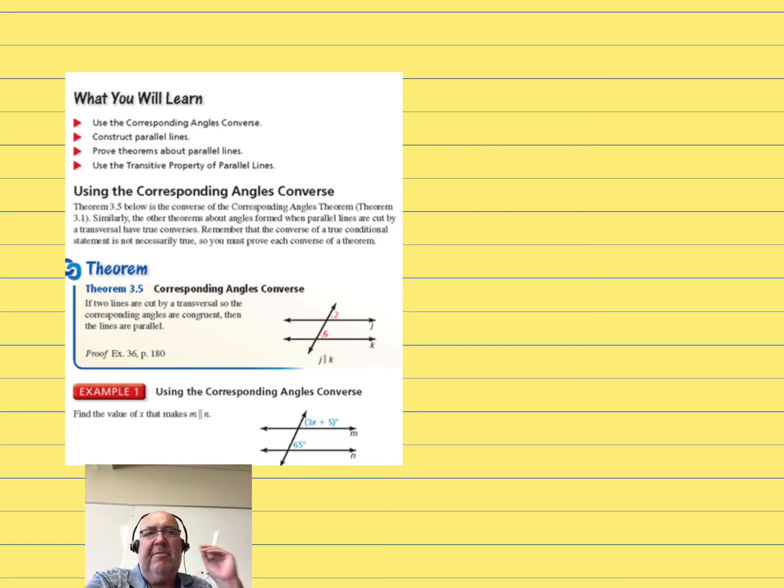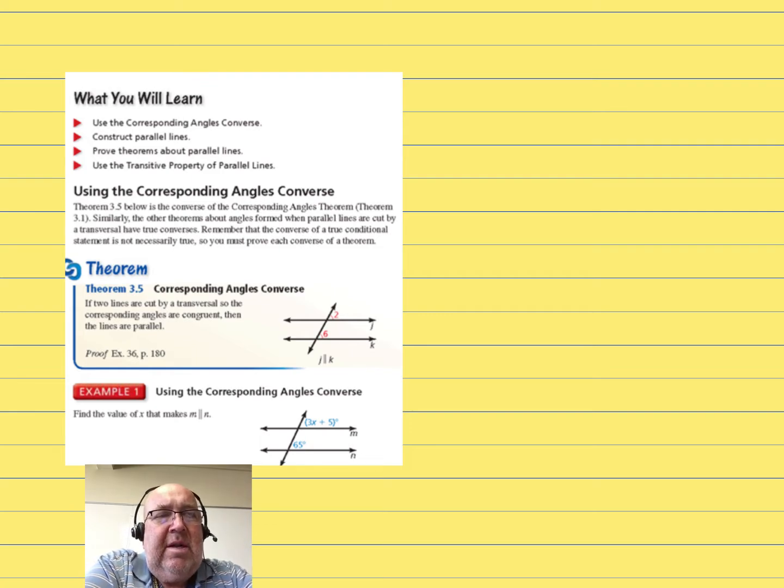In section 3.3, we're going to build and prove that two lines are parallel by using the converse statements. So the corresponding angles converse states that if two lines are cut by a transversal so that the corresponding angles are congruent, then the lines are parallel. So what that means is we're going to look at this first problem here that we have 3x plus 5 and we have 65 degrees.